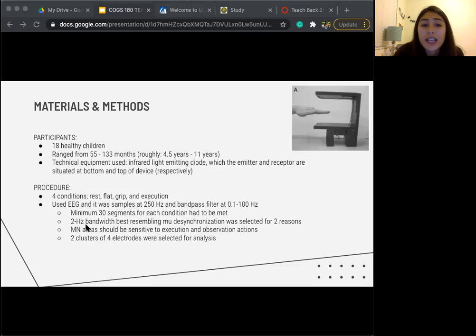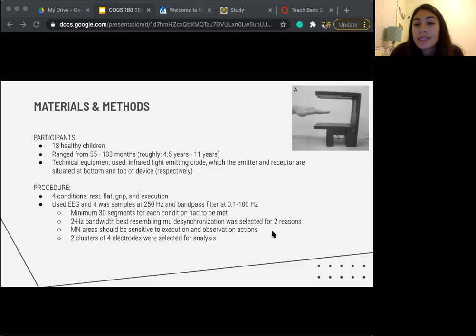So this study used EEG and it was sampled at 250 hertz, and the range of frequencies that were transmitted were between 0.01 and 100 hertz. This method of analysis was chosen because, one, it best matches the previous studies that have been done on adults, and we want to see that comparison between mirror neurons in adults and these children, who are classified as an immature brain. And number two, it's the best at giving precise information on the frequency that is modulated by the execution condition.